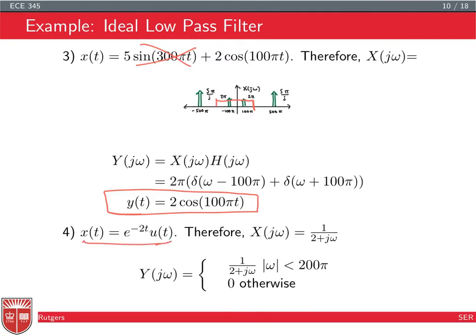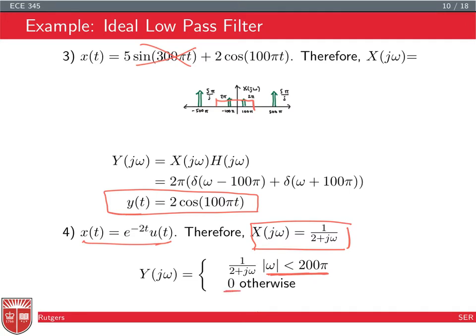So this is here, and the spectrum is a continuous spectrum, and it's actually complex, and we did this in the first lecture. So X of j omega is 1 over 2 plus j omega. The output of the filter is going to keep this exactly the same because the gain is 1 in the interval between minus 200 pi and plus 200 pi, and outside it is going to be 0.